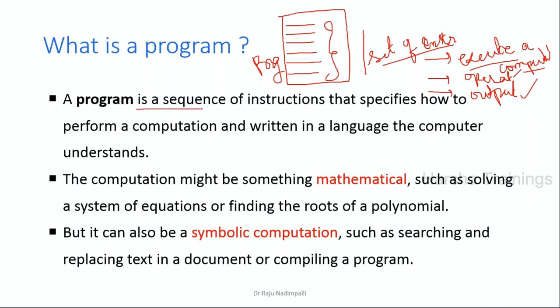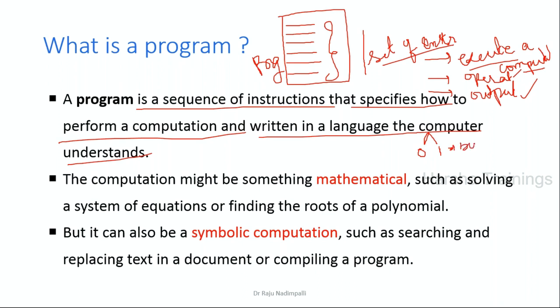A program is a set of instructions that specifies how to perform a computation. We are going to tell how we are going to perform an operation or a computation. Now, it will be written in a form the computer understands. Generally speaking, computers can understand only zeros and ones. This we will call a binary format.